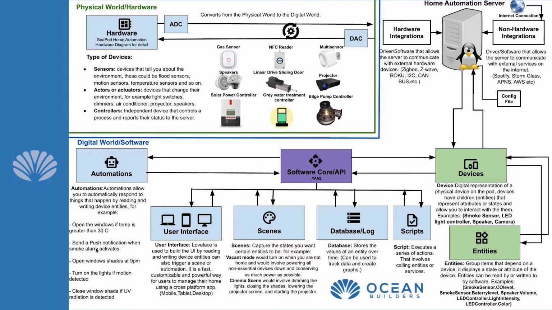Then another example is to send a notification to your phone if the smoke alarm activates in the house. Another automation would be that you can open the window shades at a specific time, like 9 p.m. Turn on the lights if there's motion detected. So if you are getting out of bed at night and the motion detector detects that someone's moving in the room, then it turns the lights on so you can see where you're going.